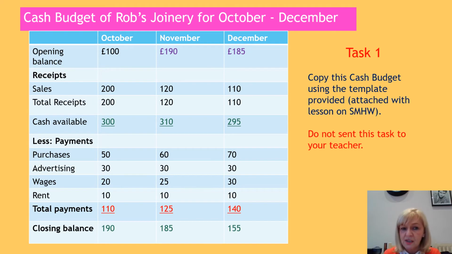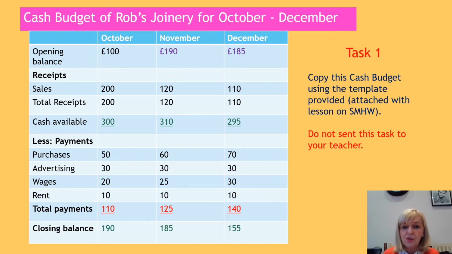So if you look at this example, we're looking at October, November and December. At the beginning of October, you have £100. You then add on all the money you received during the month from sales in this example, and then take away any money that you spend, and that would be your total payments. In this example, it's £110. You take your 110 away from your 300, and that gives you a closing balance at the end of October. So if you've got £190 in the bank at the end of October, that is what you've got at the bank at the beginning of November, and you just start the process over again.